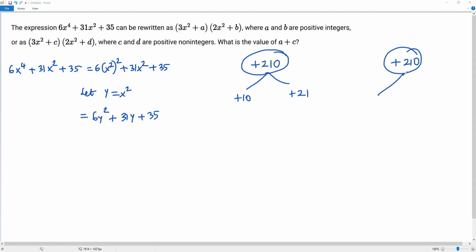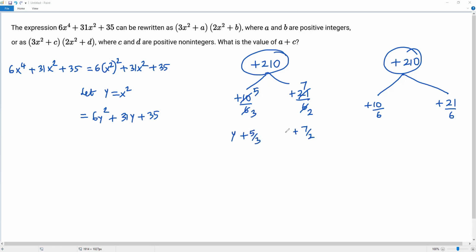The same thing we can take over here, that is positive 10, positive 21. Now we have to divide both the factors by the coefficient of y squared, that is 6. The greatest common divisor of 10 and 6 is 2. 2 goes into 10 five times and 2 goes into 6 three times. And here 3 is the greatest common divisor for 21 and 6. 3 goes into 21 seven times, 3 goes into 6 two times. Then we get positive 5 over 3 here and positive 7 over 2 here.